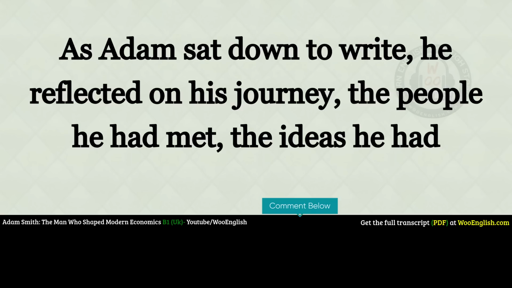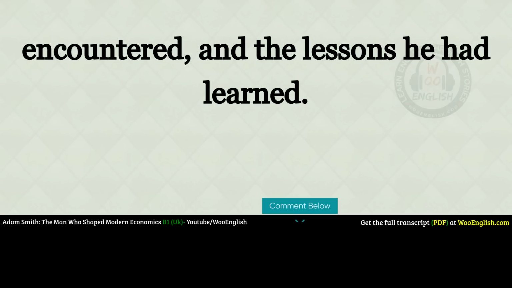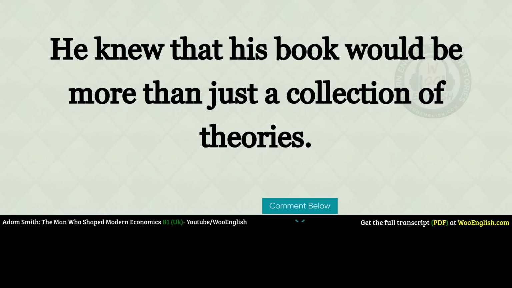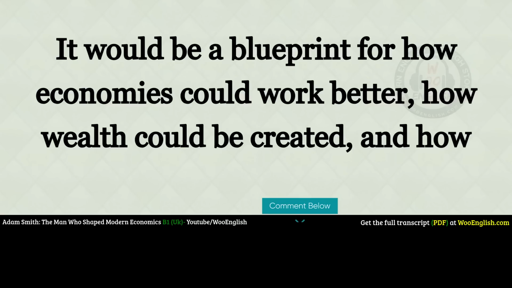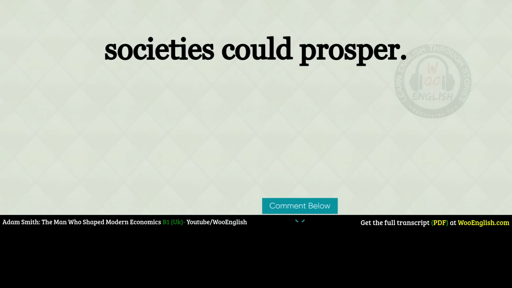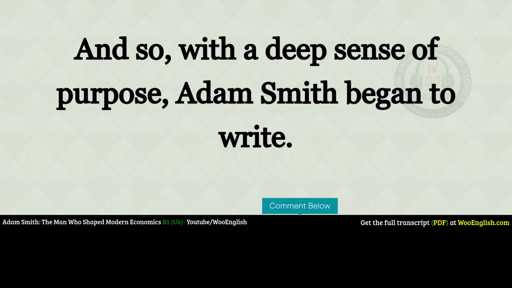As Adam sat down to write, he reflected on his journey, the people he had met, the ideas he had encountered, and the lessons he had learned. He knew that his book would be more than just a collection of theories. It would be a blueprint for how economies could work better, how wealth could be created, and how societies could prosper. And so, with a deep sense of purpose, Adam Smith began to write.